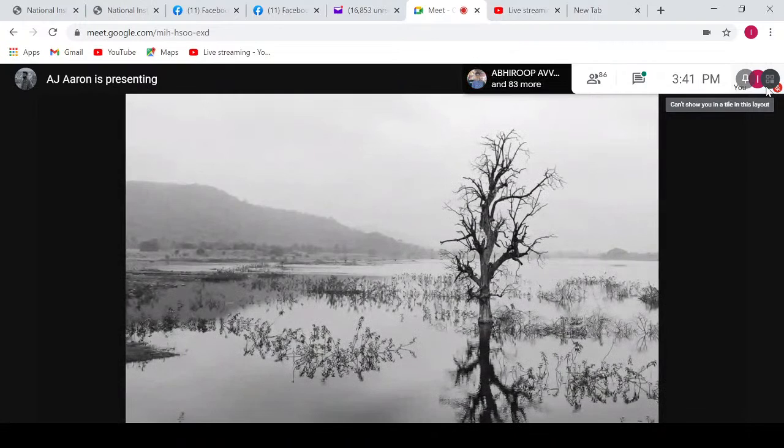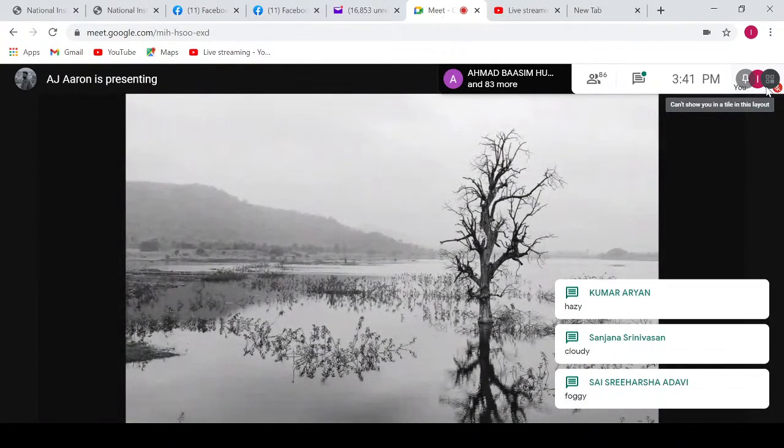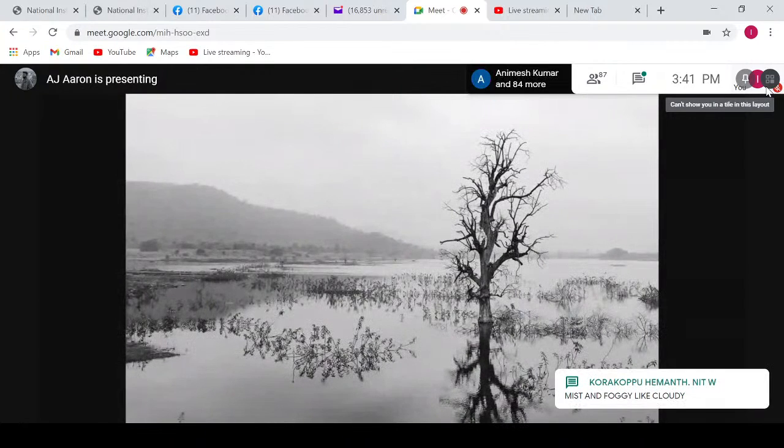And do you guys have something to say about the light here? What do you think the weather's like? Do you think it's sunny or is it cloudy? Was it a cloudy day? Was it a sunny day? Cloudy. Yeah, correct. Cloudy, yes. Mist and foggy, like cloudy.